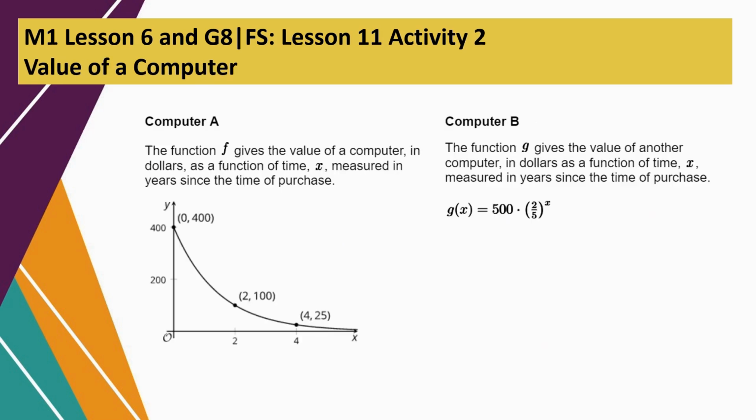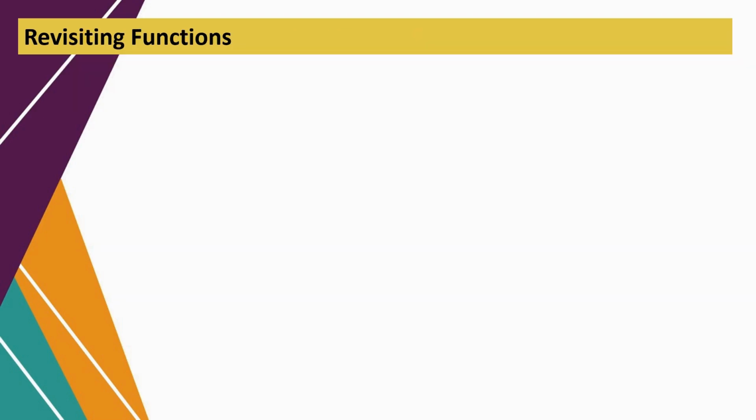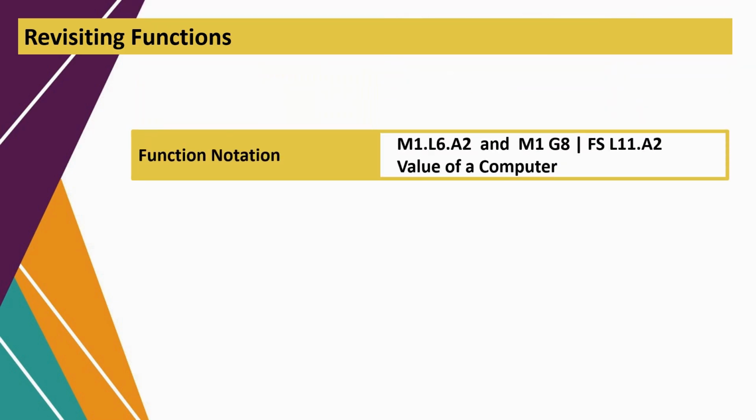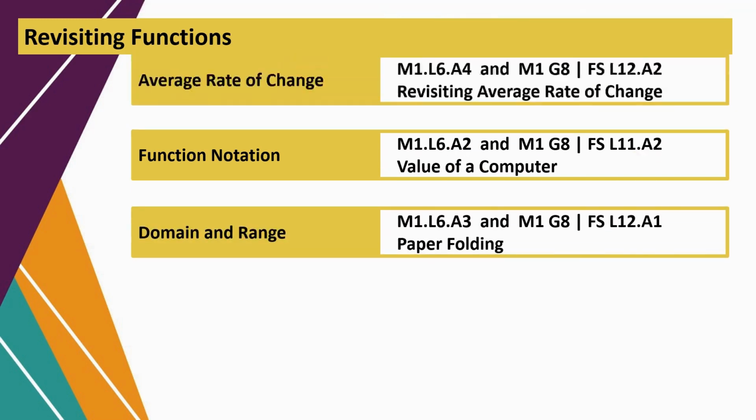In this next activity, students compare the value of two computers over time. In this situation, they're given a graph and a rule. Students are provided the opportunity to revisit concepts from the earlier unit on functions and apply them to exponential functions. This includes function notation, domain and range, and average rate of change.